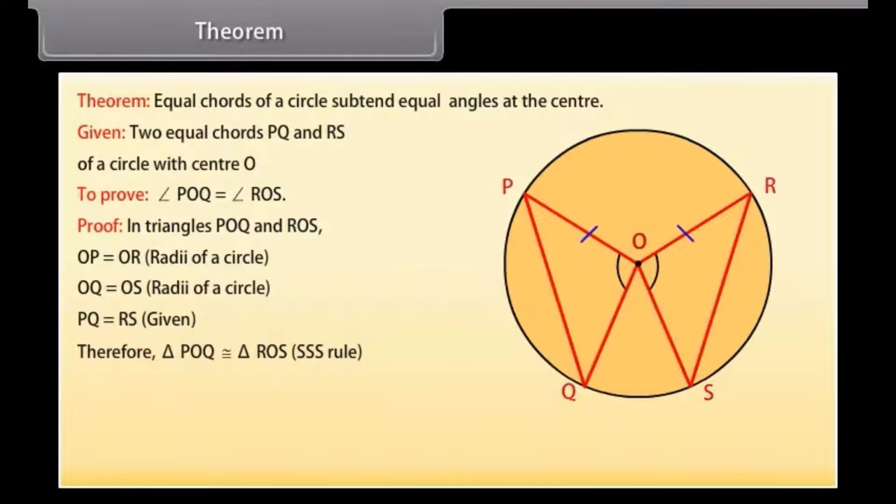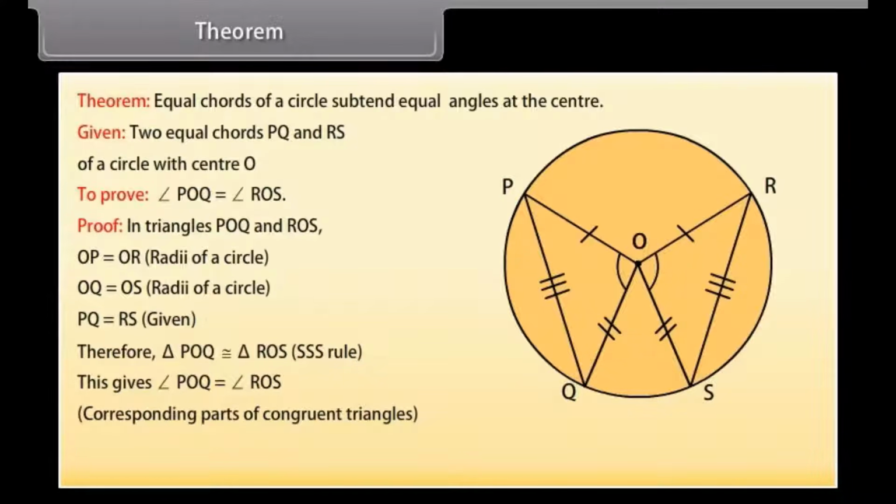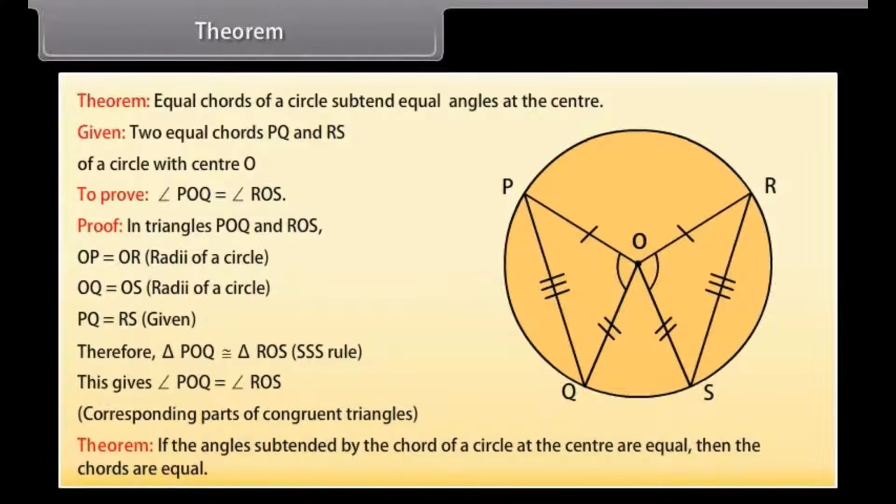Therefore, by SSS congruence rule, triangle POQ is congruent to triangle ROS. This gives angle POQ is equal to angle ROS because corresponding parts of congruent triangles are congruent. The next theorem is the converse of the above theorem. It says that if the angles subtended by the chord of a circle at the center are equal, then the chords are equal.